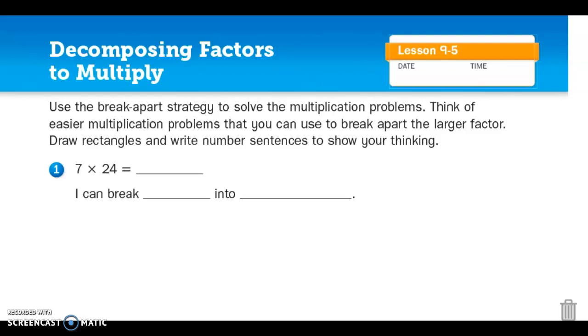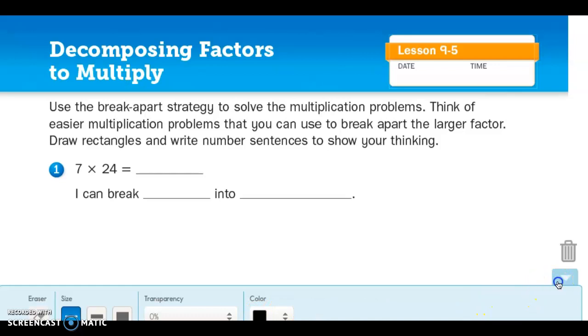All right, people, we are on 9-5, journal page 287. We're going to keep working with our break apart strategy, and it says use the break apart strategy to solve the multiplication problems. Think of easier multiplication problems that you can use to break apart the larger factor. Draw rectangles and write number sentences to show your thinking.